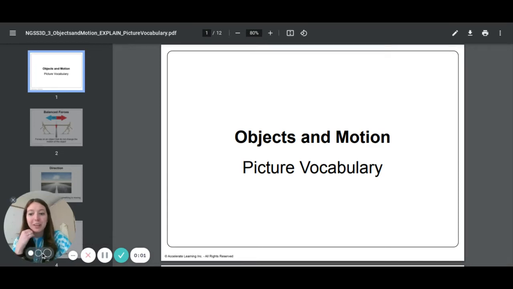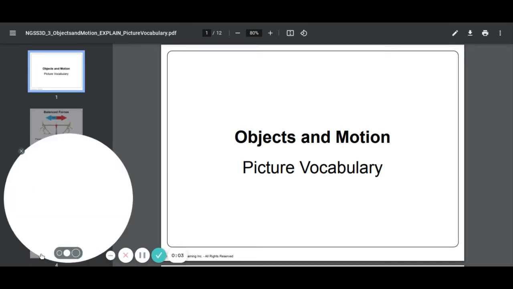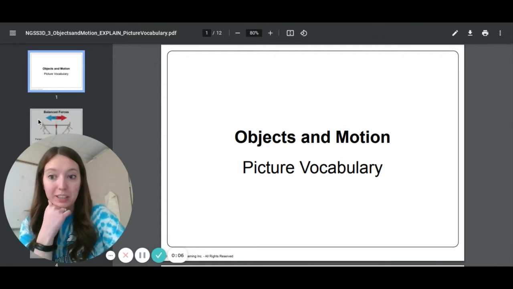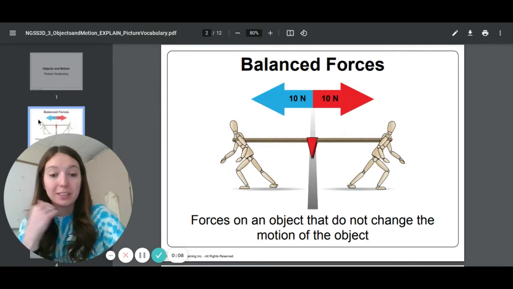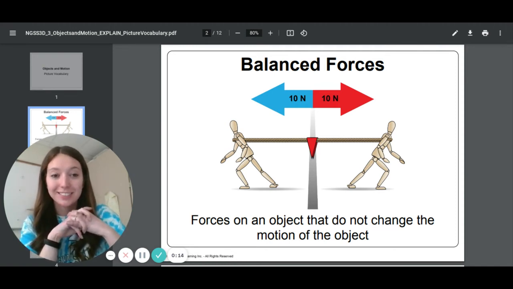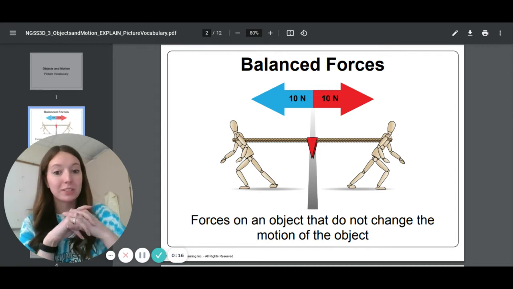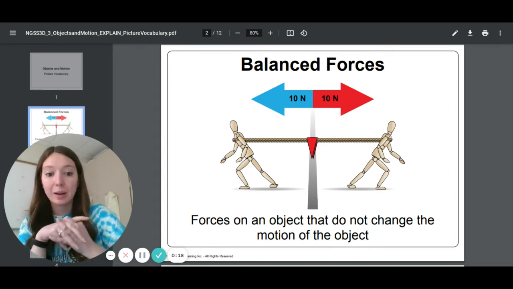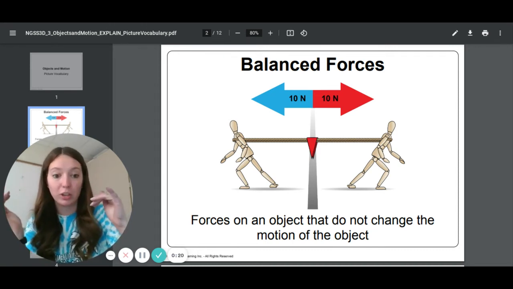Hi, boys and girls. We are going to learn our vocab for our new unit on objects and motion. Our very first word is a very important word. It is the word balanced forces. Say balanced forces. Good. Balanced forces are forces on an object that do not change the motion of the object.